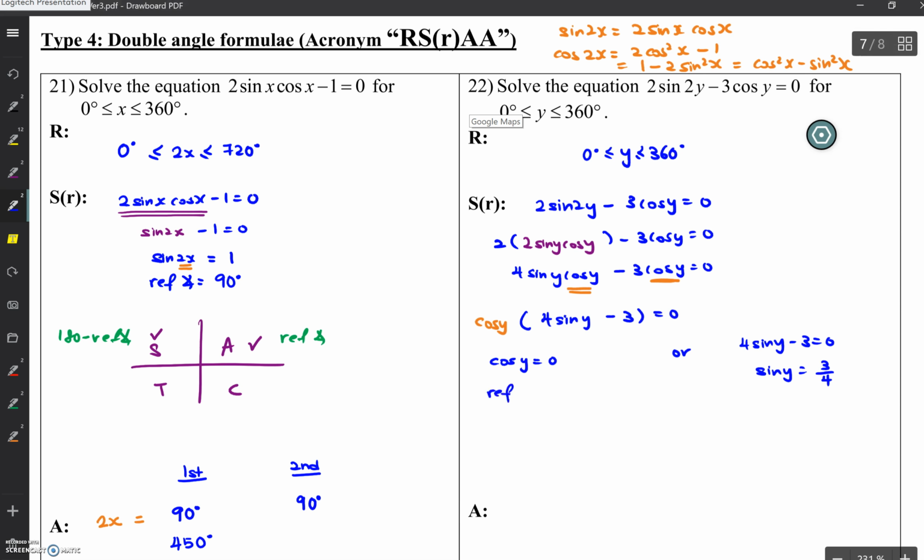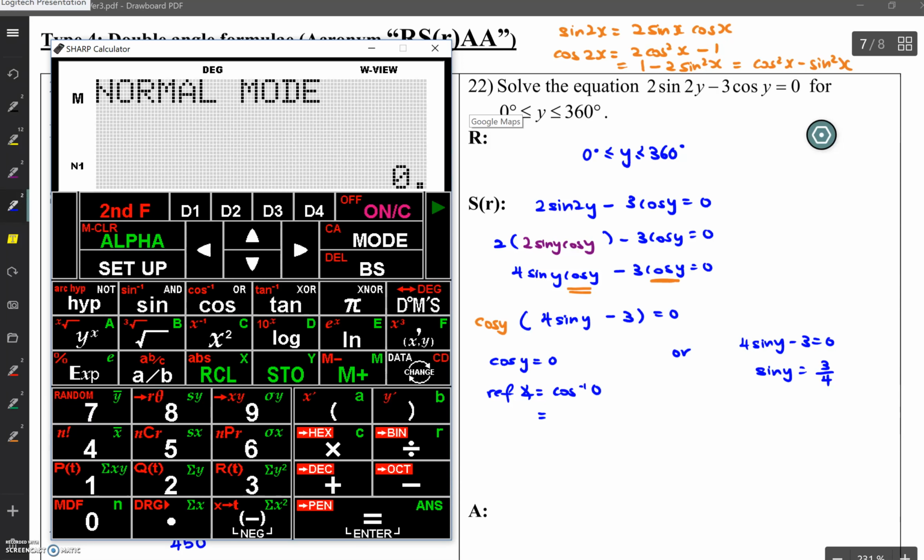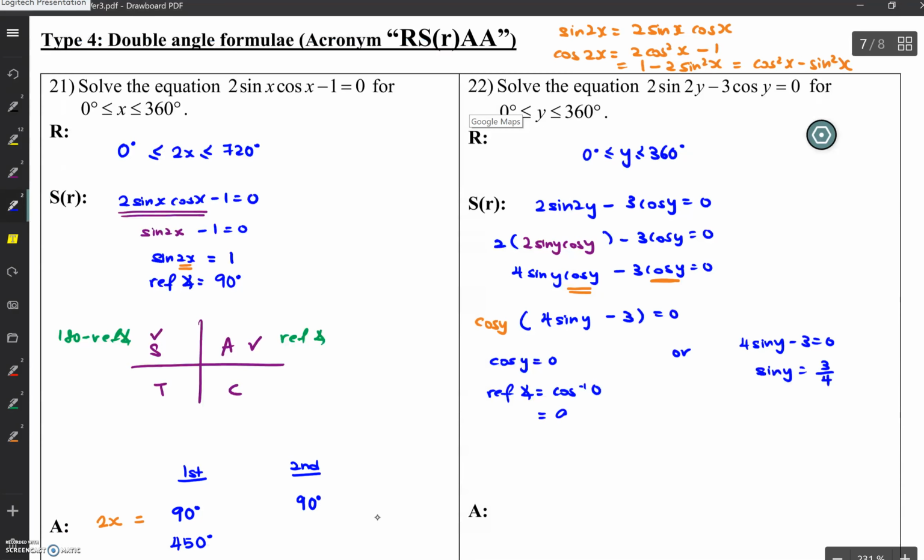So next step, of course, we'll find the reference angle. Cosine inverse of 0 for this case. Before we start, always check: this one is in degree mode, right? Is my calculator in degree mode? It is, right? Please make sure your calculator is also in degree mode. So cosine inverse of 0, you get a very nice value called 90 degrees. So I write 90 degrees here.